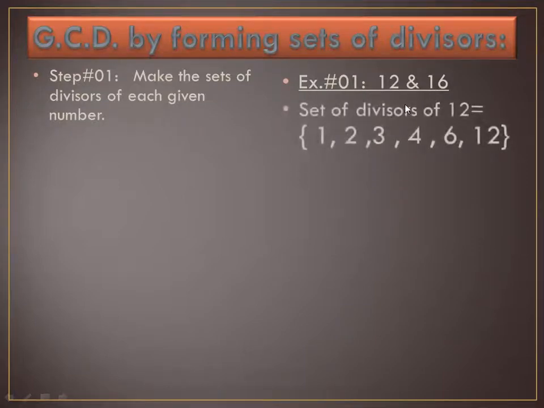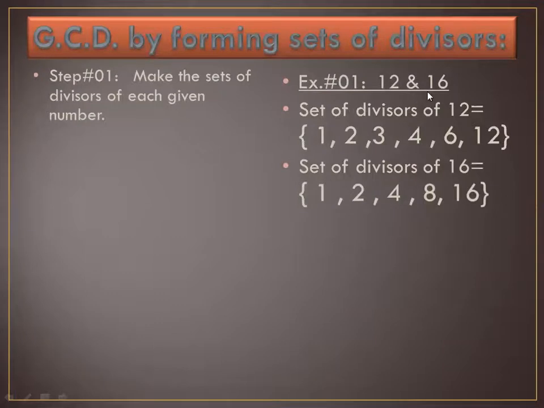First of all, you will make the set of divisors of 12. So 12 can be divided by 1. It can be divided by 2. 2 into 6 is 12. 3 into 4 is 12. 4 into 3 is 12. 6 into 2 is 12. And 12 into 1 is 12. So 12 can be divided by these numbers: 1, 2, 3, 4, 6 and 12. And since it is written inside the brackets, that's why it is called a set.